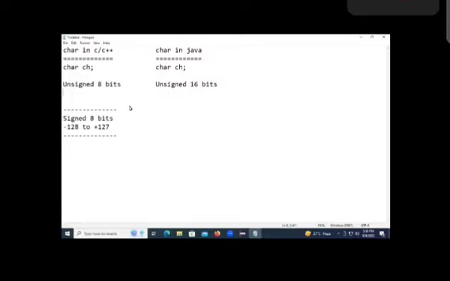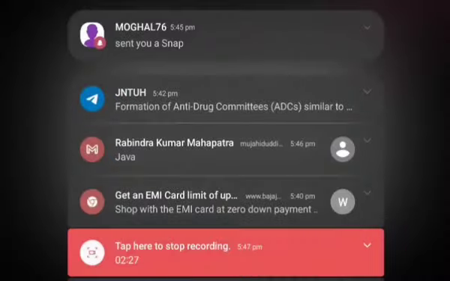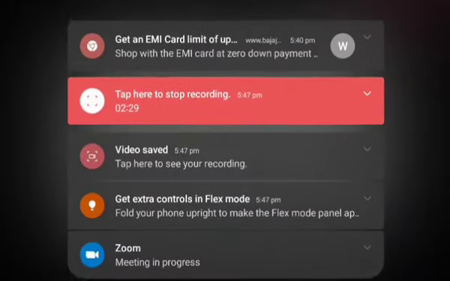0 to 255. The moment it is unsigned, the minimum will be 0. Minimum will be the smallest value, which comes to 0. What will the max be?